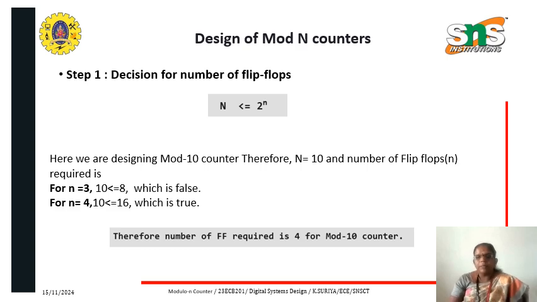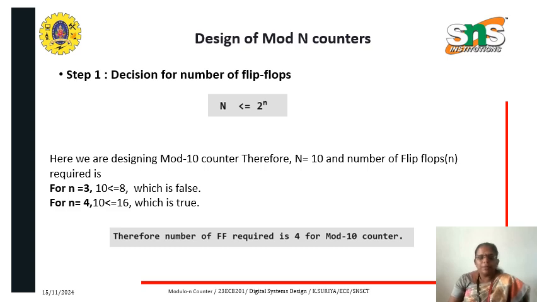Next, we'll see how to design a mod n counter. So first step is the decision for the number of flip-flops. We have to find out first how many flip-flops are needed to design the corresponding mod N counter. For that, we'll be using the formula N less than or equal to 2 power n. So consider you are designing a mod 10 counter, which is also known as a decade counter. So here the capital N value is equal to 10. And so we can find the number of flip-flops in the following method.